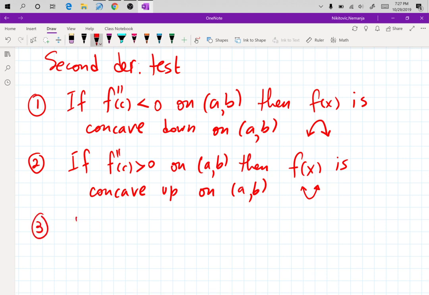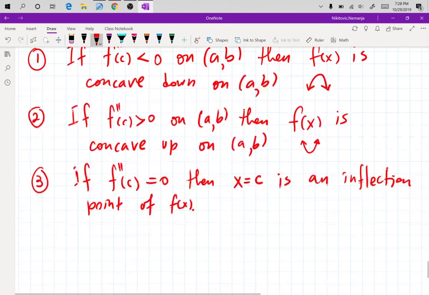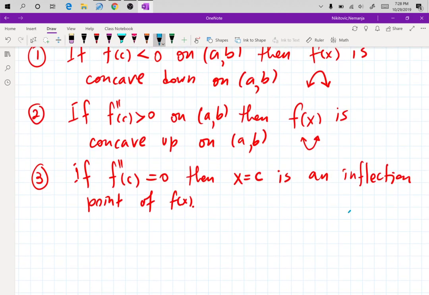Number 3, if f double prime of c is equal to 0, then x equals c is an inflection point of f of x. What is the meaning of the word inflection? Point the arrow at it and say change in concavity. Change in concavity.